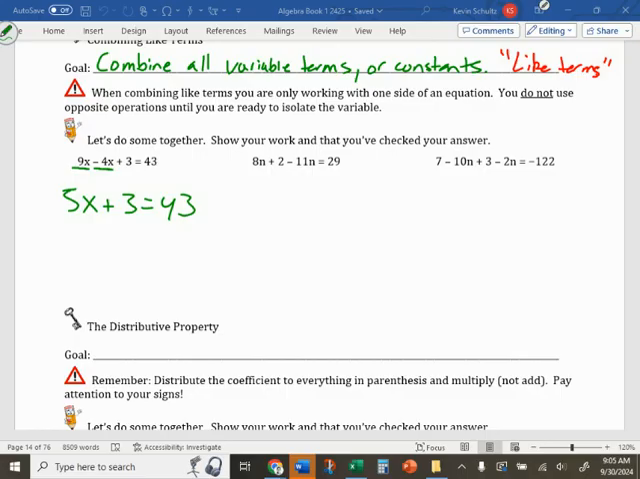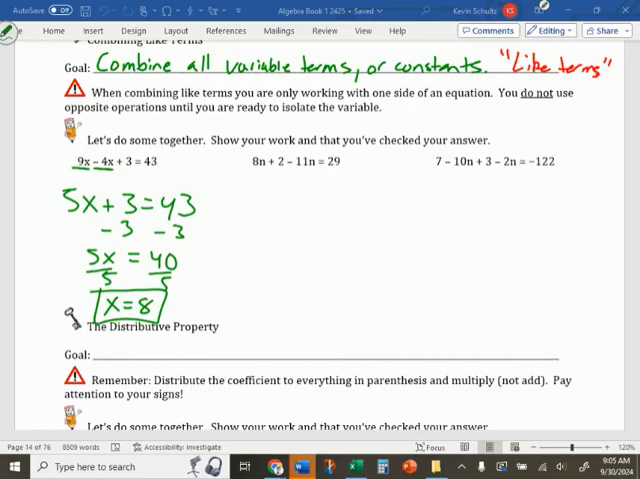Kyle, what do we do? We subtract 3. 5x equals 40. Then what do we do? Owen, what's our second step to solve this? We divide 40 by 5. Divide by 5, and x equals 8. Once you get to that two-step equation, it should be automatic. Opposite operations, know exactly what to do.